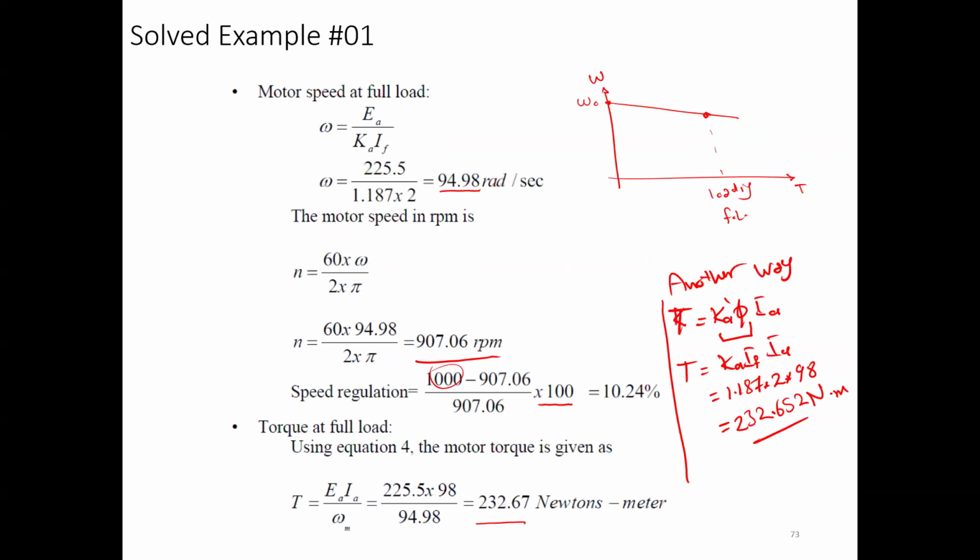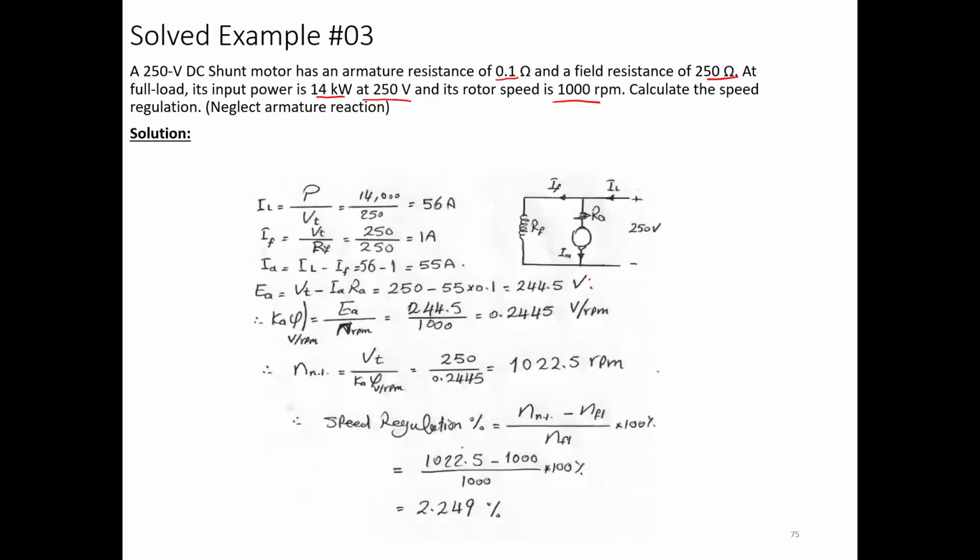Here in this example, we have the full load. At full load, the input power was 14 kilowatts, and we know the volts, so this is similar to what we had before. And the rotor speed is 1000 RPM. So we don't have the no load condition in this example. Calculate the speed. So how can we proceed?